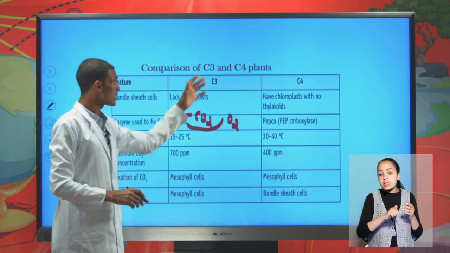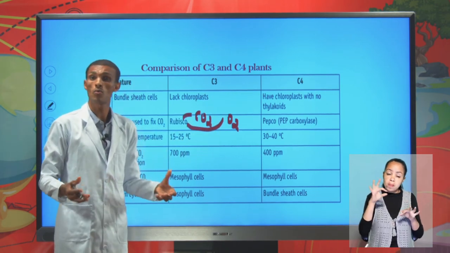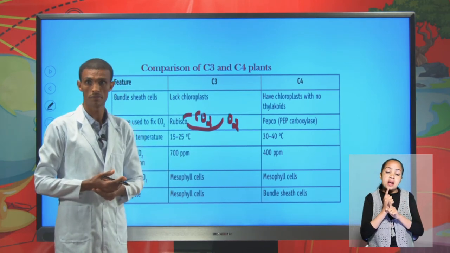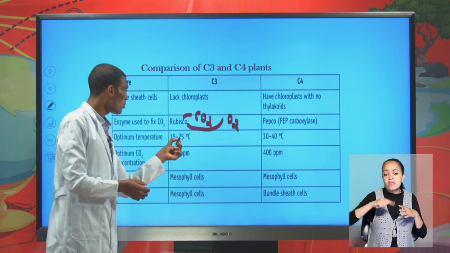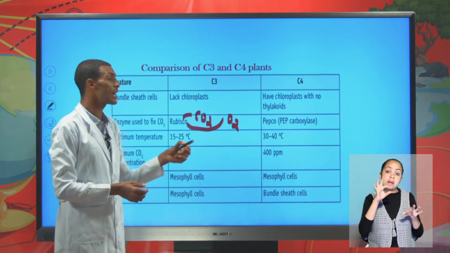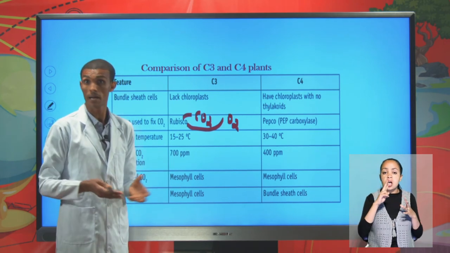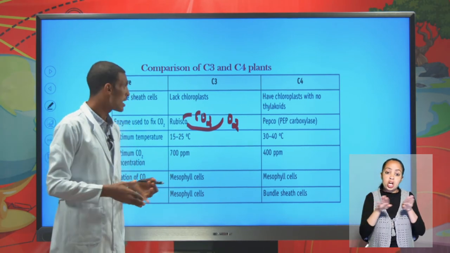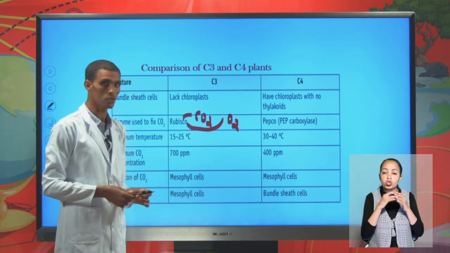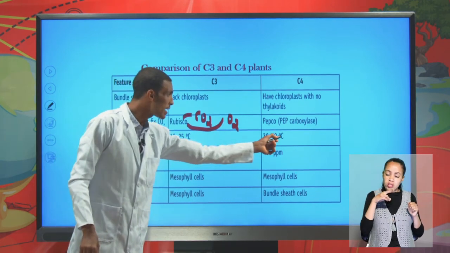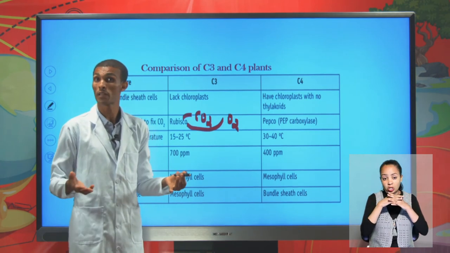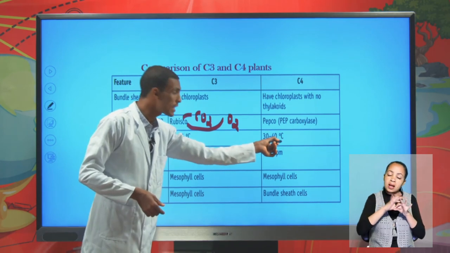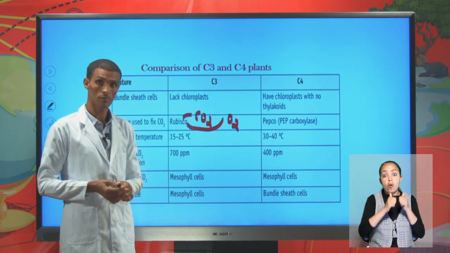Also, both C3 and C4 plants have their own optimum temperature at which their enzymes properly catalyze the reaction. If the temperature becomes low, C3 plants catalyze the reaction between ribulose bisphosphate and carbon dioxide. If the temperature becomes high, they close their stomata and prefer a reaction between ribulose bisphosphate and oxygen. But here, if the temperature is high, C4 plants can continue a reaction between phosphoenolpyruvate and carbon dioxide. So, C4 plants can thrive in higher temperatures when compared to C3 plants.